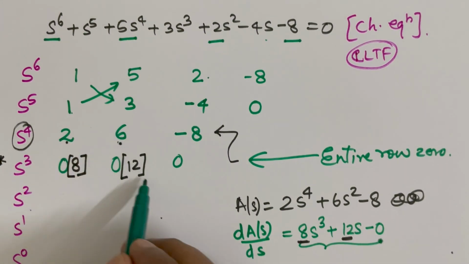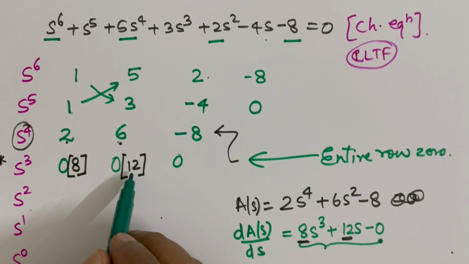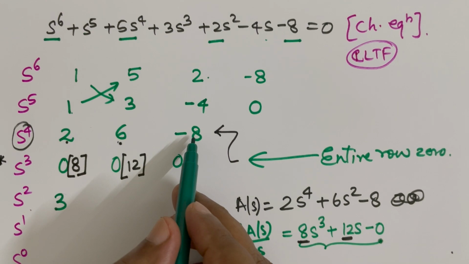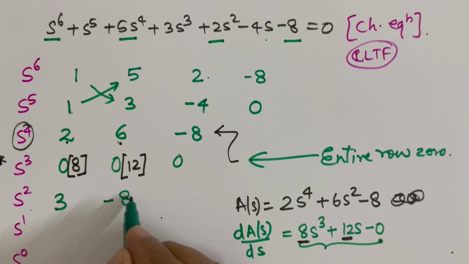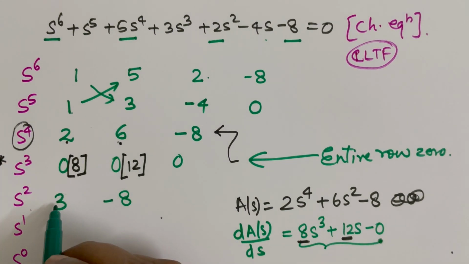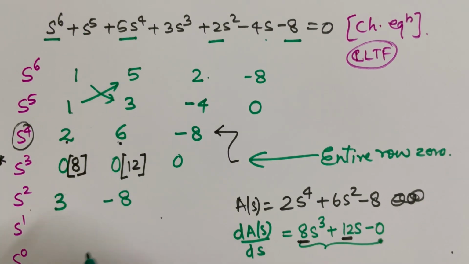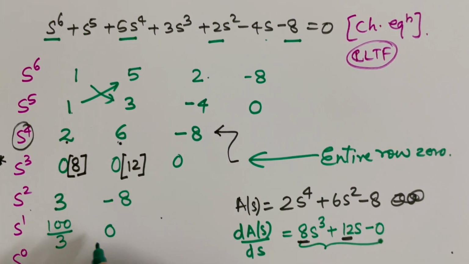Now we'll again multiply 8 into 6, 48 minus 24 divided by 8. So it's 3. Then 8 into minus 8, minus 2 into 0, so you will get minus 8 and then 0. Now again 3 into 12, 36 plus 64, 100 divided by 3. And then 3 into 0, it's 0. You multiply this, you will get this number over here.